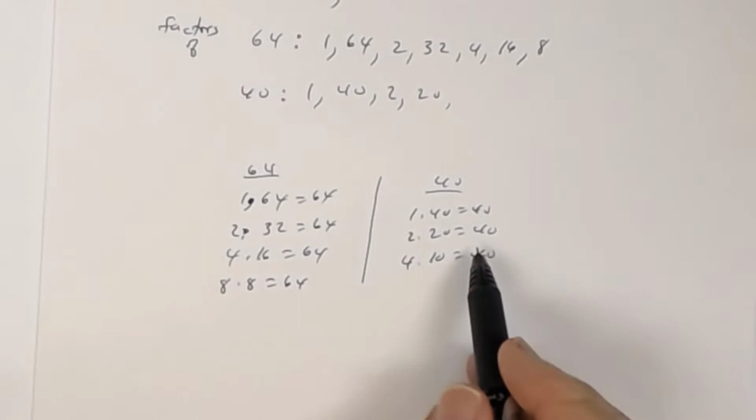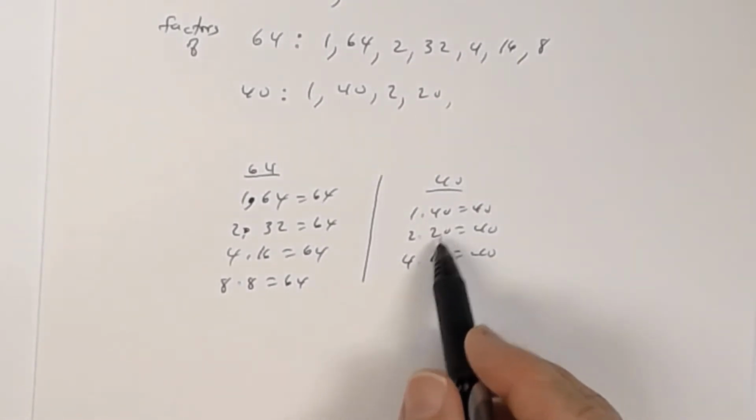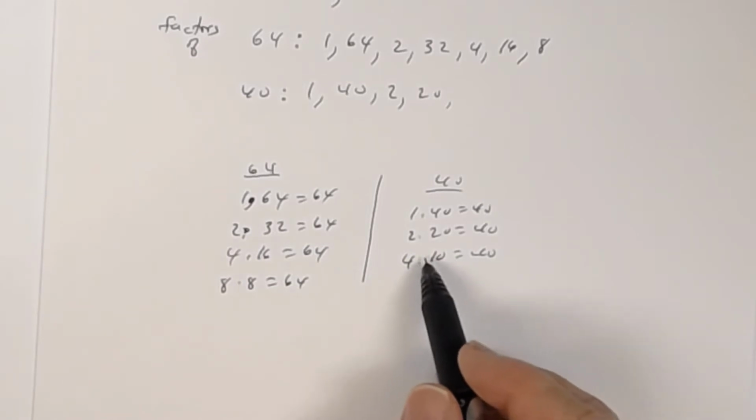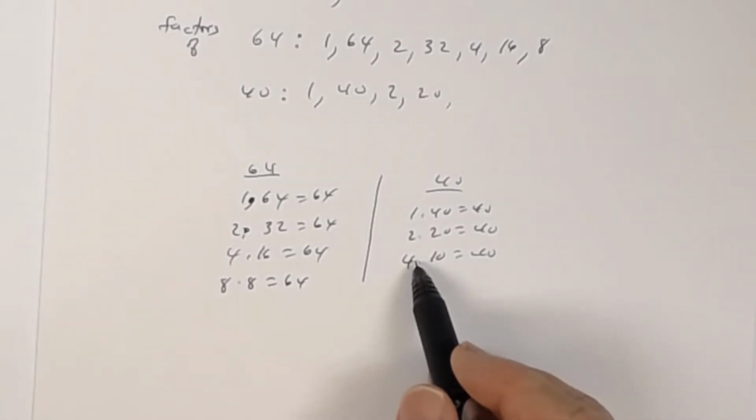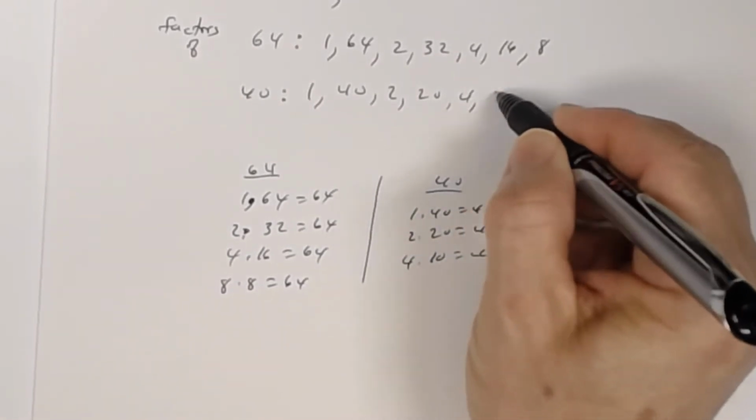And basically you just kind of look at these as well. So if you look at 20, 4 goes into 20, right? So that means 4 is a factor of 40 as well. So 4 times 10 is 40. So I'm going to list 4, I'm going to list 10.